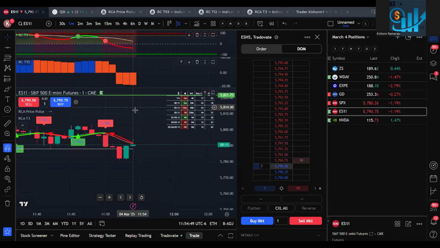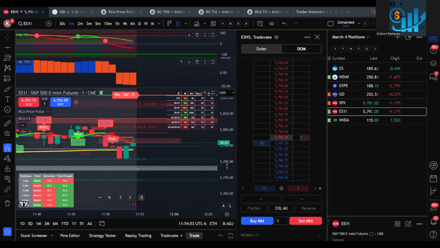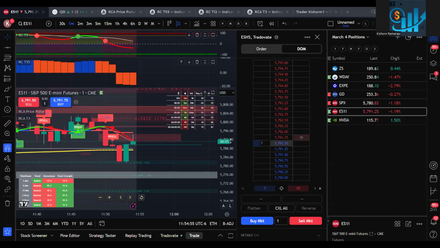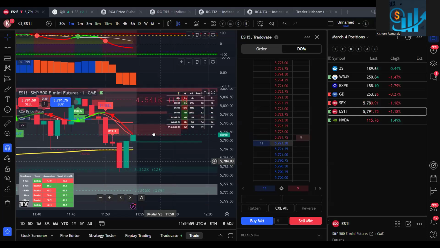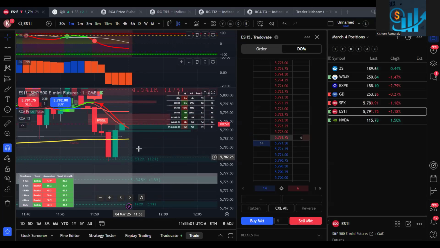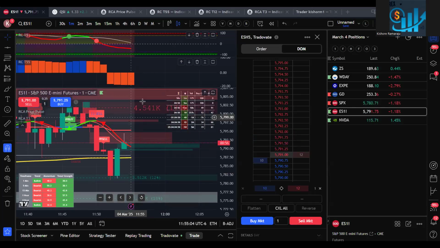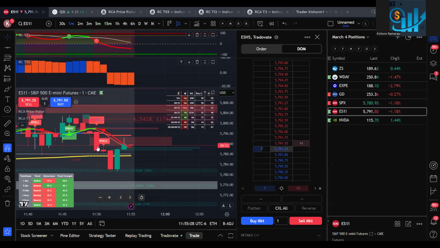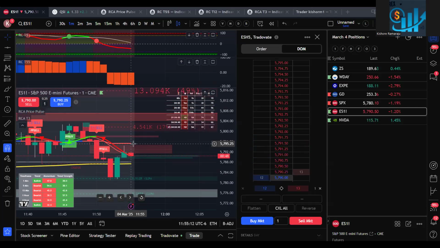Again, it is trying to bounce back. So again, if these lines become green, again we can enter long one more time. Here we have the buyers. Here we have sellers. So it will try to move between both the lines. If there are more buyers, then it will break this and go all the way here.